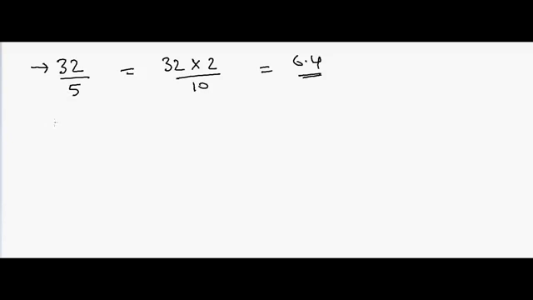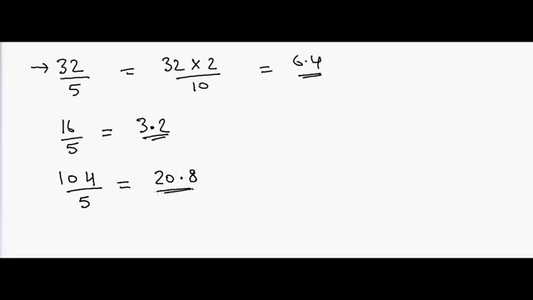Another example: suppose I have 16 and I want to divide by 5. The answer is 2 times 16, which is 32, and then put a decimal here, so that's your answer, 3.2. Again, if I have 104 and I want to divide by 5, what would be the answer? 2 times 104 is 208, then a decimal here. That's your answer.